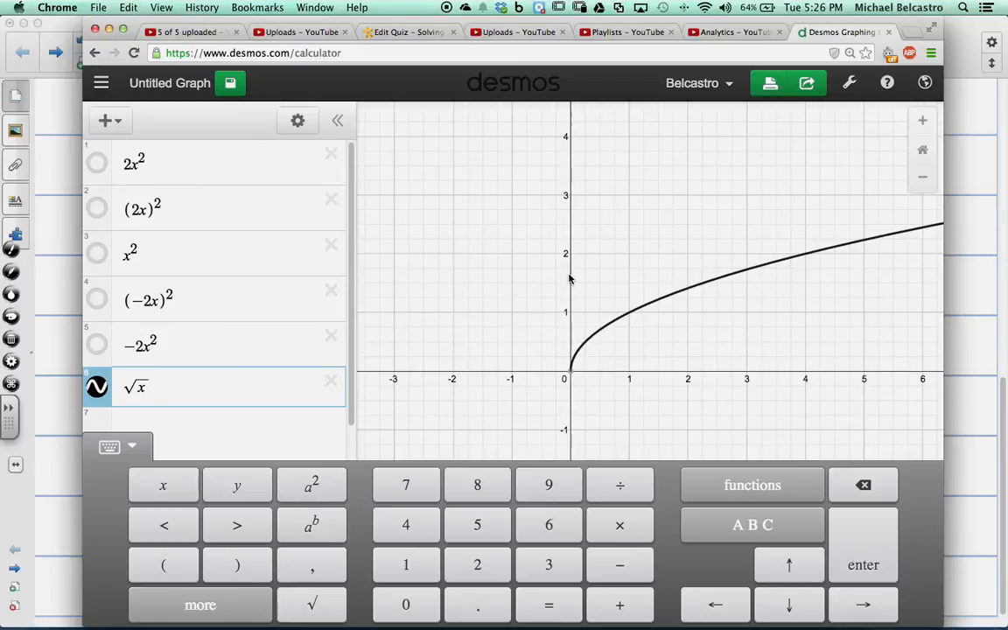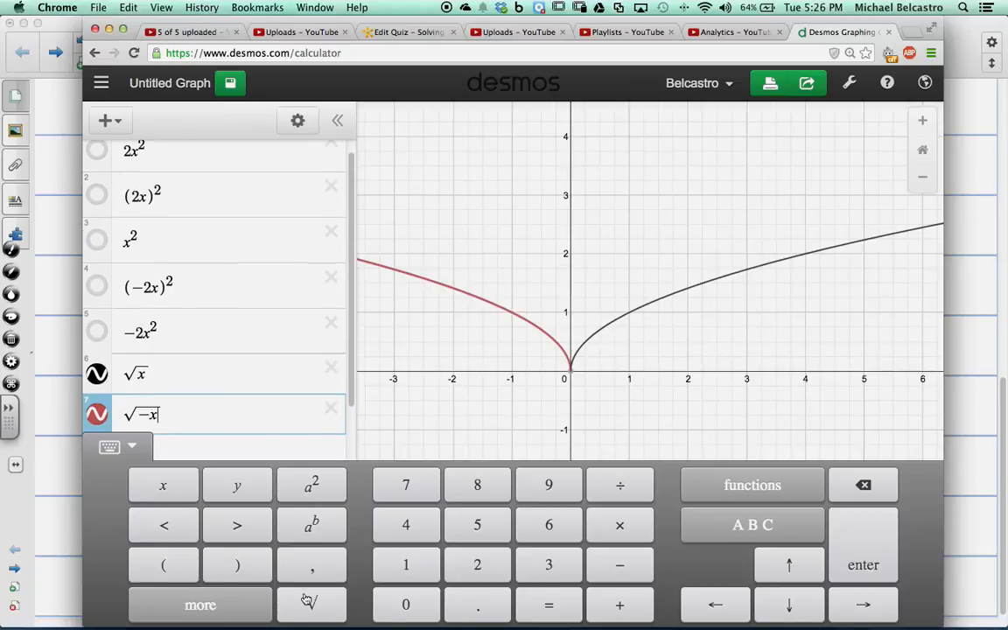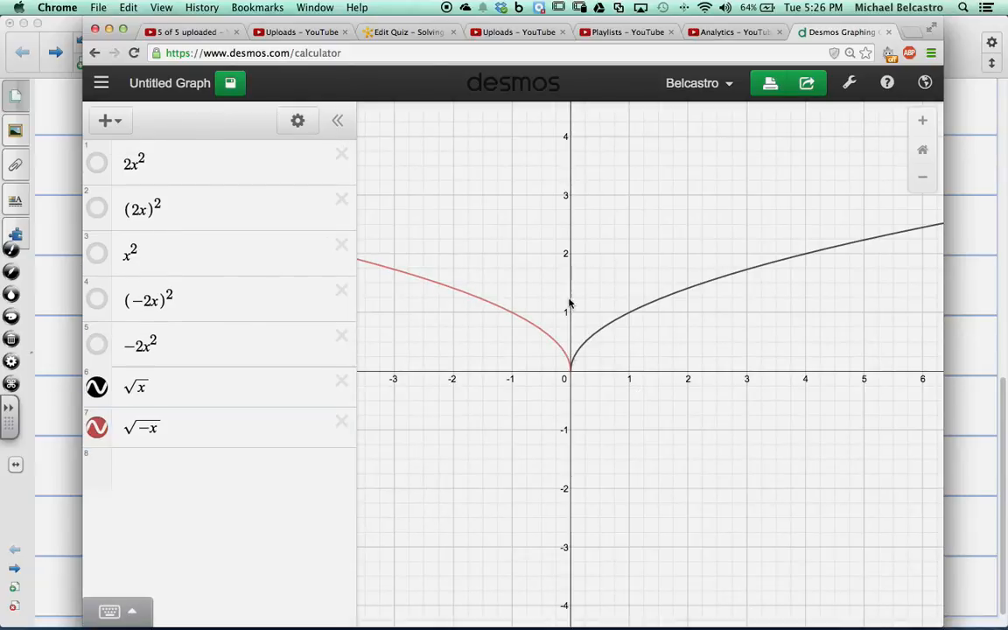This is one where you'll actually see a reflection on the y-axis. If I take this same thing, but instead I say negative x, it's now going the other way. It's been reflected on that y-axis there. Does that make sense as reflections? Anytime it's negative, it reflects on the y-axis rather than the x-axis from before.